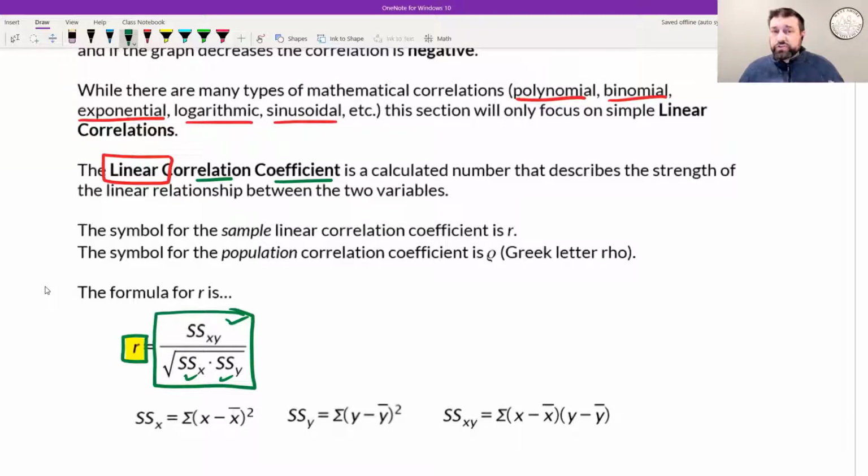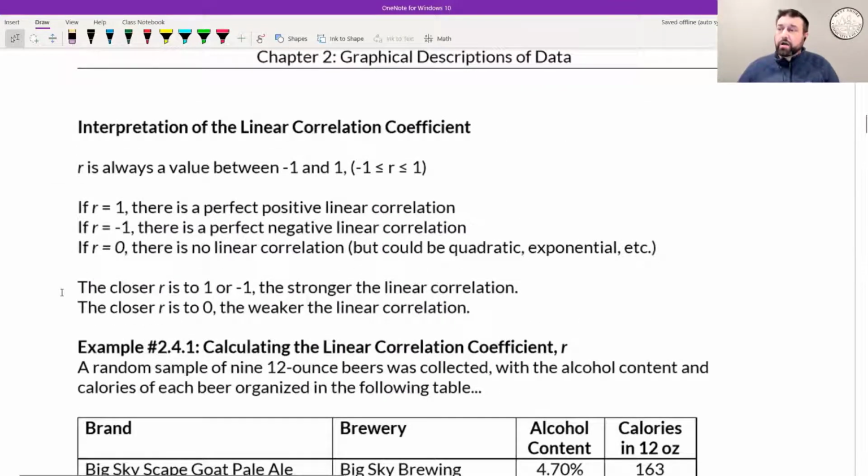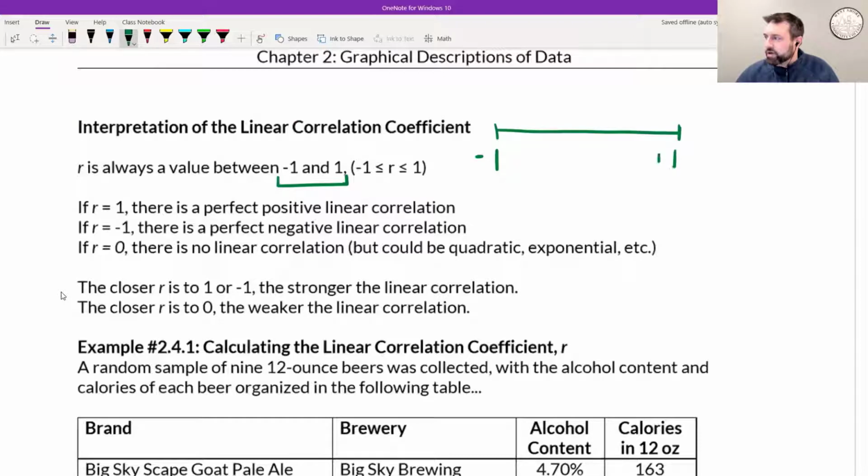Okay. Some things about R. What do you need to know about R? R bounces between -1 and 1. If we put it on a number line, let's say you had -1 there and +1 here, and 0 would be in the middle. Okay, so here's a number line. Your value for R is going to be somewhere on this number line.